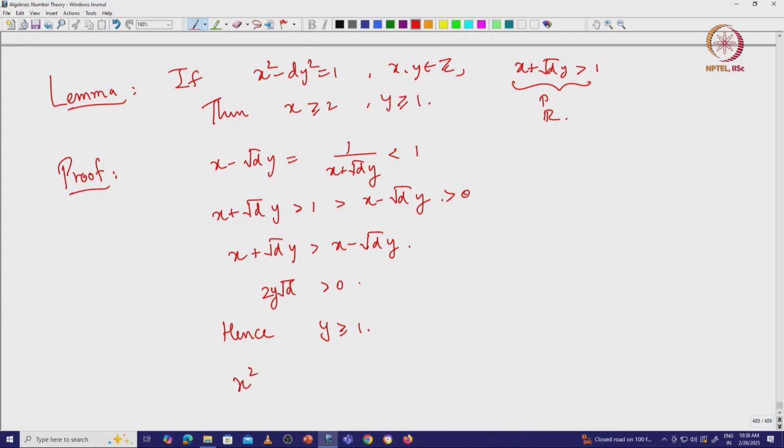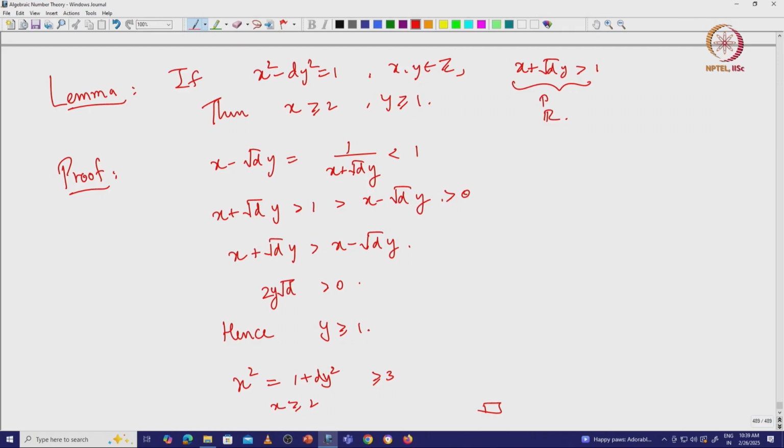Now x square is equal to 1 plus dy square, and d is bigger than 1, so this is at least 3, and the smallest square bigger than or equal to 3 is 4. So, x is bigger than or equal to 2, right.